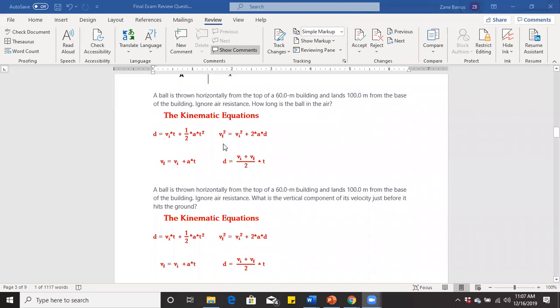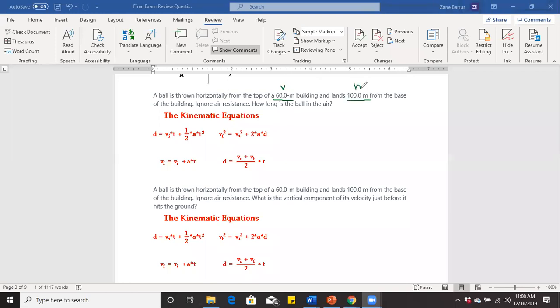Okay, next problem. A ball is thrown horizontally from the top of a 60-meter building and lands 100 meters from the base of the building. Ignore air resistance. How long is the ball in the air? Okay, so once again, we're going to look at our different equations here. We're going to pick out the one that seems the most appropriate. Notice they're giving us a distance. Okay, they're giving us, oh, by the way, it's a 60-meter tall building. So this is a vertical distance right here. I'll put a V there. They're also telling us a horizontal distance.